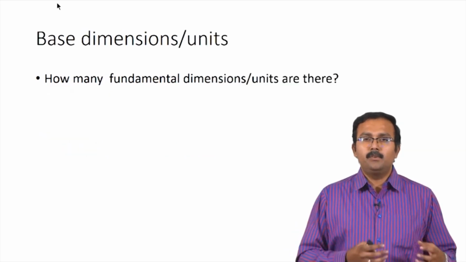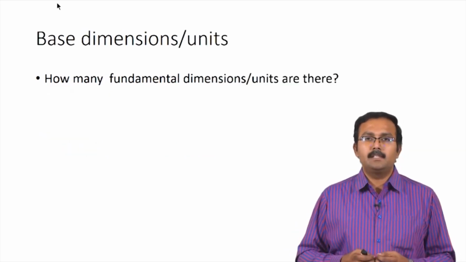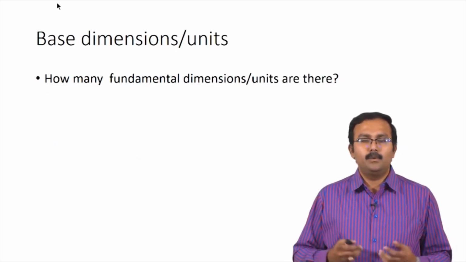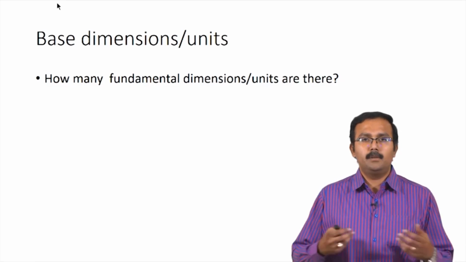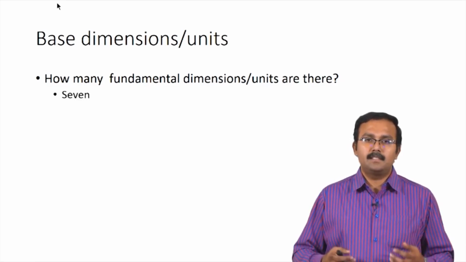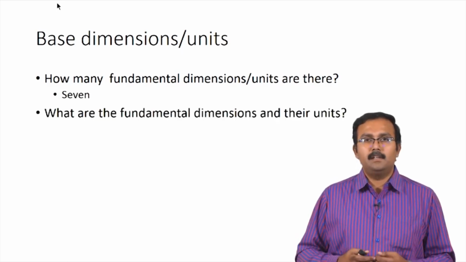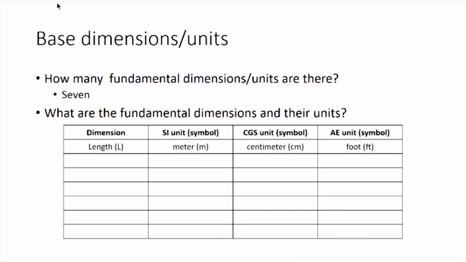So, we said that there are base or fundamental units. How many base or fundamental dimensions and units are there? You would have studied this in high school and you should be familiar with this already. There are 7 fundamental dimensions or units. What are these fundamental dimensions and what are their units? The first fundamental dimension is length. The SI unit for length is meters, the CGS unit is centimeters, and the American engineering unit is foot. Mass is measured as kilograms, grams and pound mass in the 3 systems.